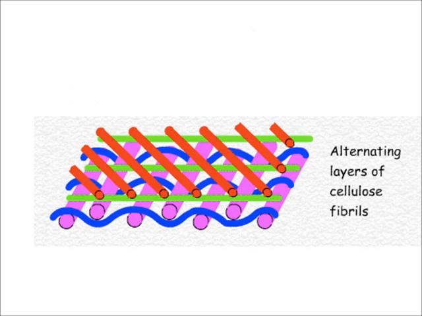In this diagram of the gluey pectin layer, it consists of alternating layers of cellulose fibrils. These fibrils actually hold the cell wall together as well as the cell. So it is pretty obvious that the pectin layer of the cell wall is very important for the cell.